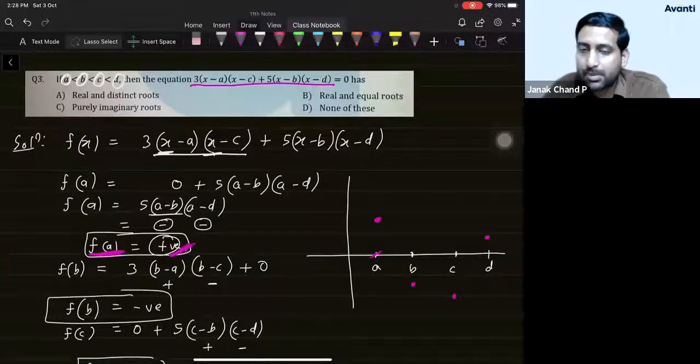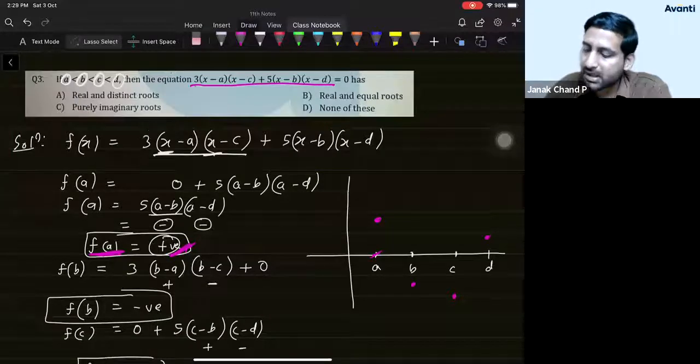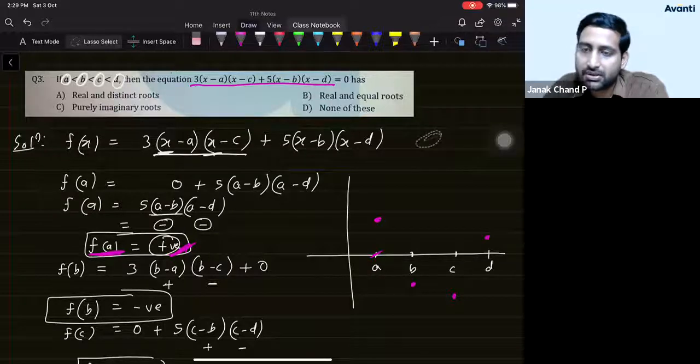And one more very important thing is, student, this quadratic equation is looking upwards. Why? Because the final coefficient of x square is positive. Why, students? If you multiply this with this, x square you will get, and then 3. So that is positive, right? And at the same time, when you multiply this with this, you will also get x square with a coefficient of 5. So the total coefficient of x square will be 3 plus 5, which is positive.